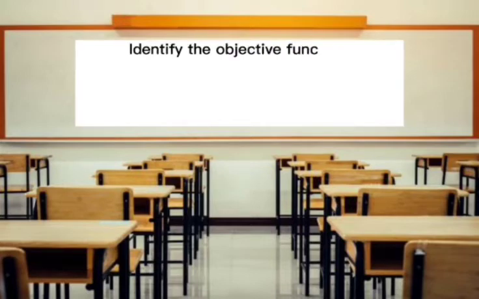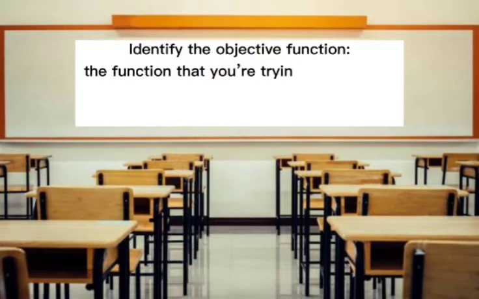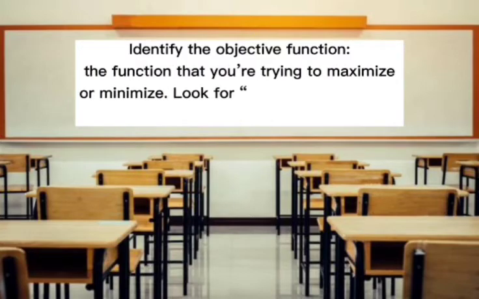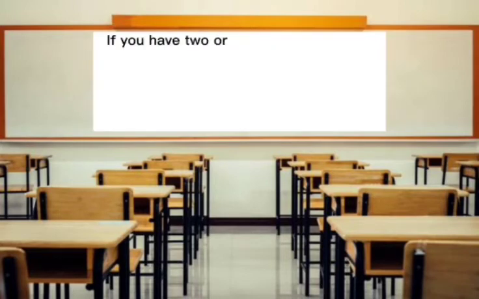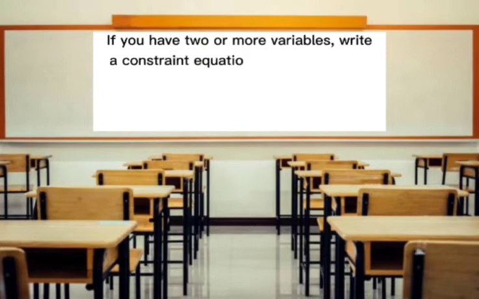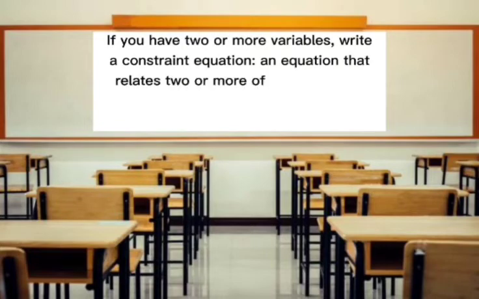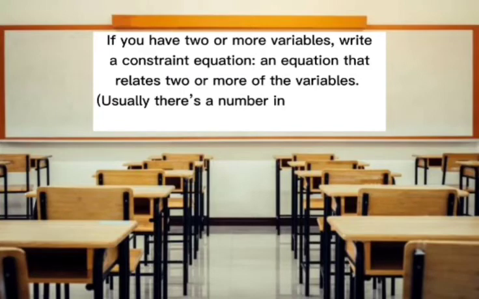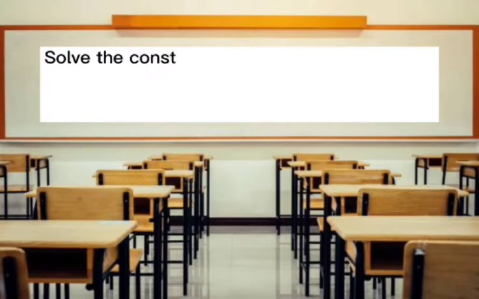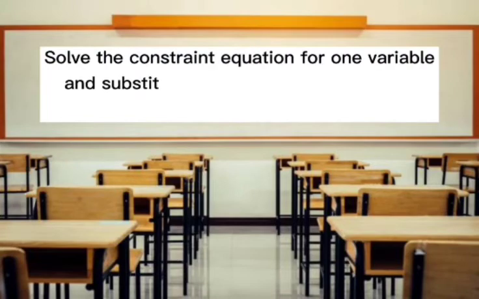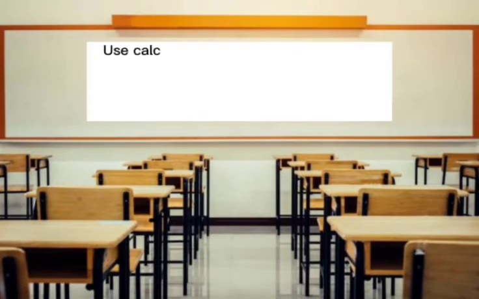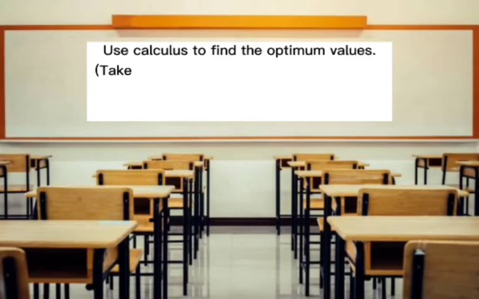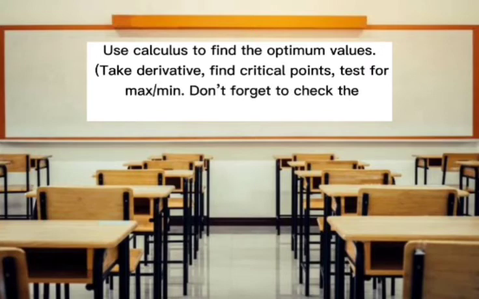Identify the objective function, the function that you're trying to maximize or minimize. Look for EST words: greatest, least, highest, farthest, most, etc. If you have two or more variables, write a constraint equation, an equation that relates two or more of the variables. Usually there's a number in the constraint equation. Solve the constraint equation for one variable and substitute into the objective function. Now you have an equation of one variable. Use calculus to find the optimum values: take the derivative, find critical points, test for max or min. Don't forget to check the endpoints.